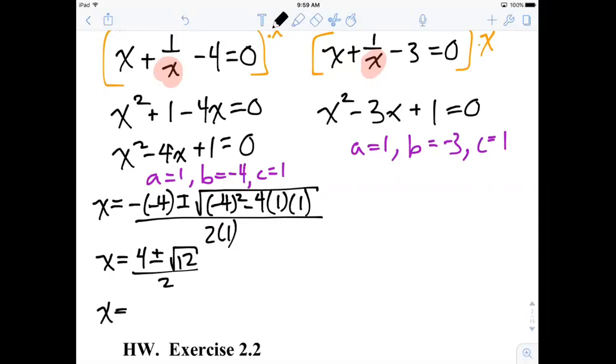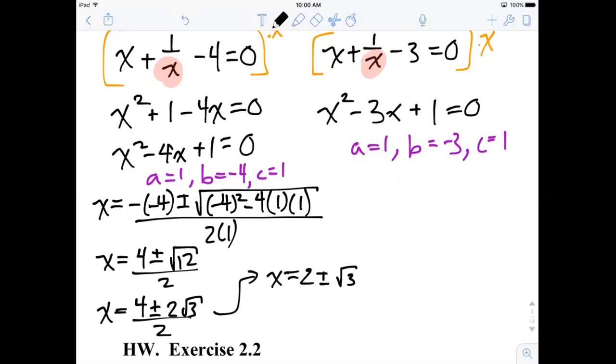Can make that a little bit simpler by saying it's 4 plus or minus, now 12 can be written as 2 root 3, and that's all over 2. And then I just reduce by dividing everything on top and everything on the bottom by 2. So really, I can say x is equal to 2 plus or minus root 3.